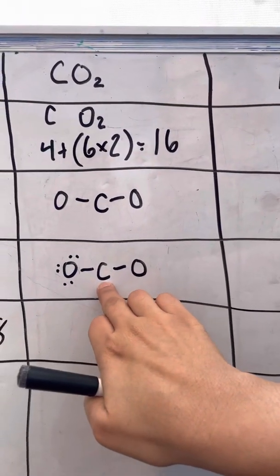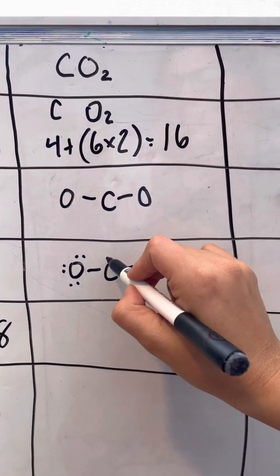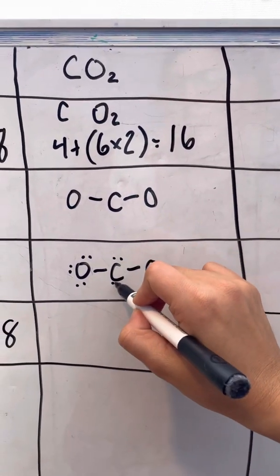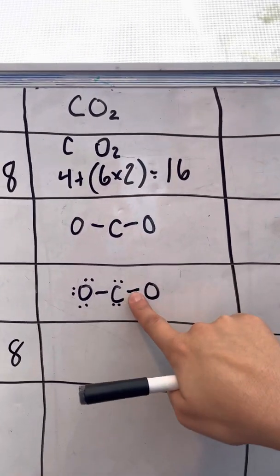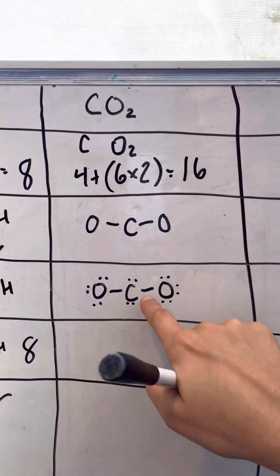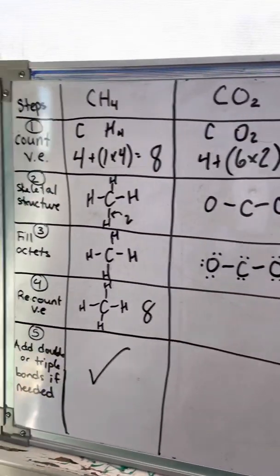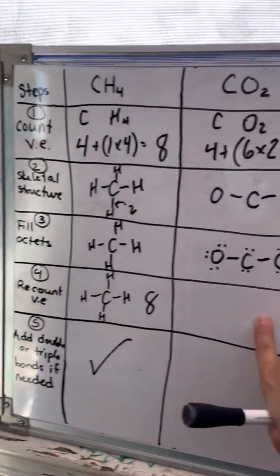Let's move on to carbon. Carbon has 2, 4. Needs 4 more. 1, 2, 3, 4. So a total of 8. This oxygen has 2, needs 6 more. 1, 2, 3, 4, 5, 6, right? 7, 8. Filled the octets. All done.